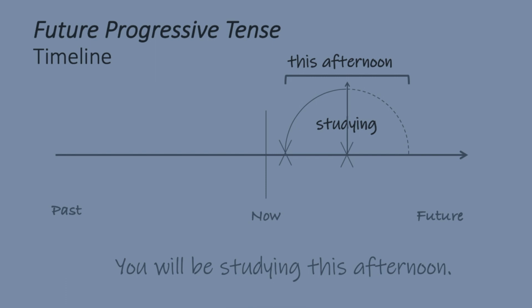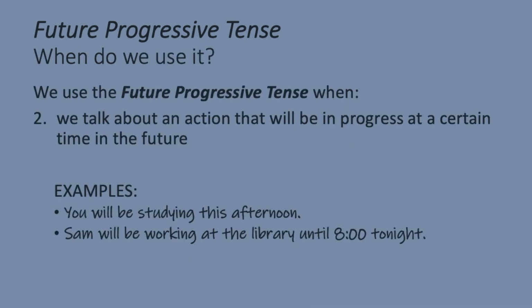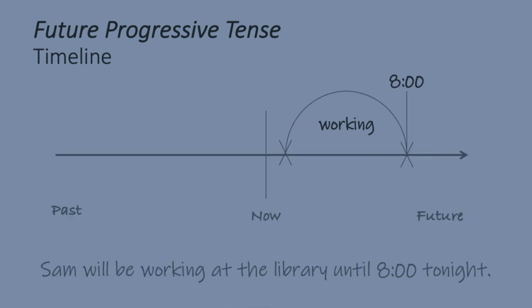Let's look at one more example. Sam will be working at the library until 8 o'clock tonight. This time, we know what the last event is. It's the time when Sam will stop working. So we don't need the arc to have dashes to show that we don't know. The point is that there will be a period of time when Sam is working, and it starts sometime in the afternoon and it goes until 8 o'clock.